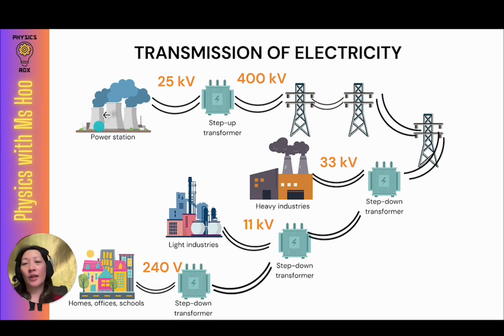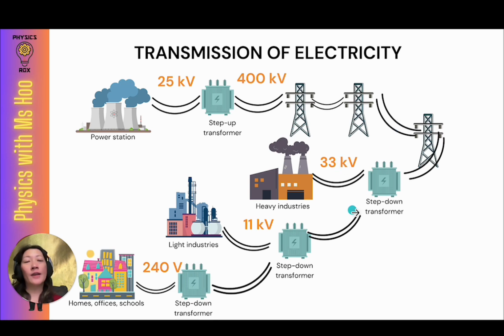So the power station is generating power. We will use a step-up transformer to increase the voltage from, let's say for example, 25 to 400 kilovolts. So we transmit electricity at extremely high voltages, especially over long distances. And then when it comes to the consumers, we will need to decrease the voltage so that they can be used. So first we step down so that heavy industries can use them, because heavy industries have very high demands for electricity. So we'll use a step-down transformer first to decrease the voltage from about 400 to 33 kilovolts.